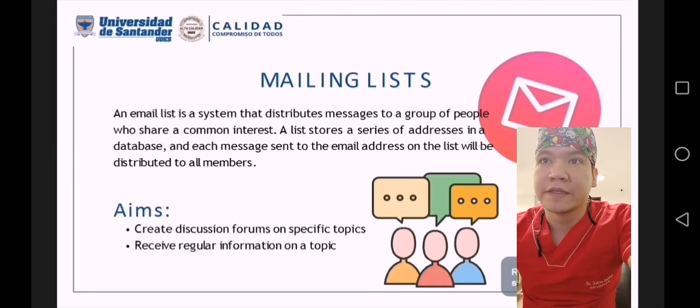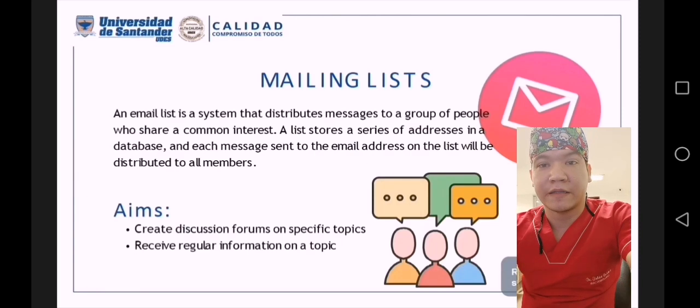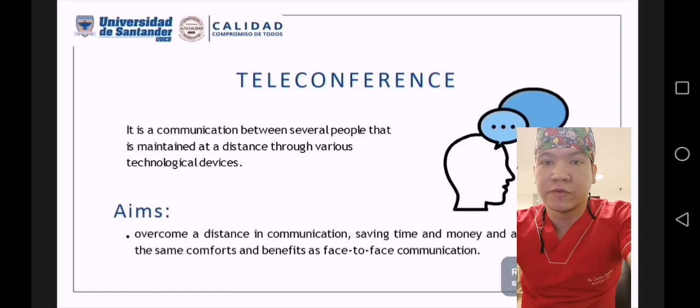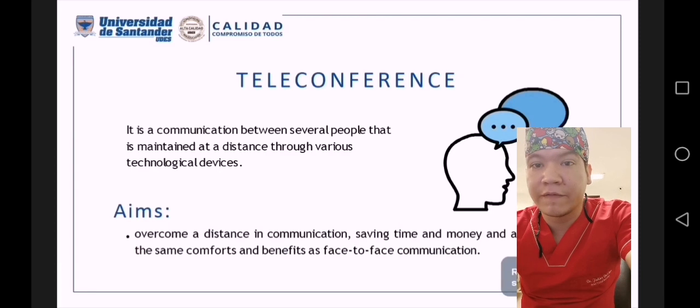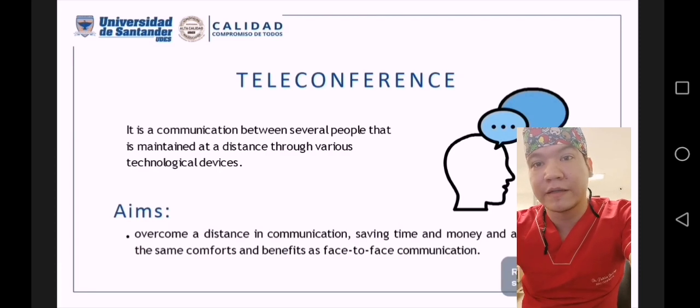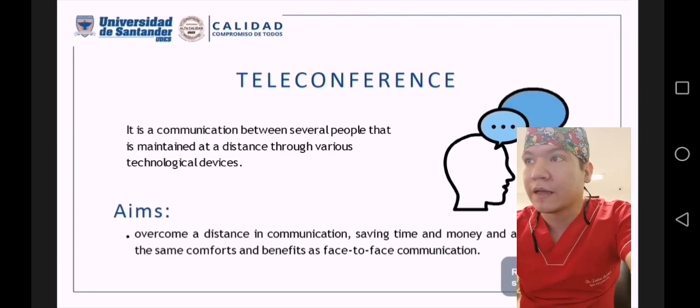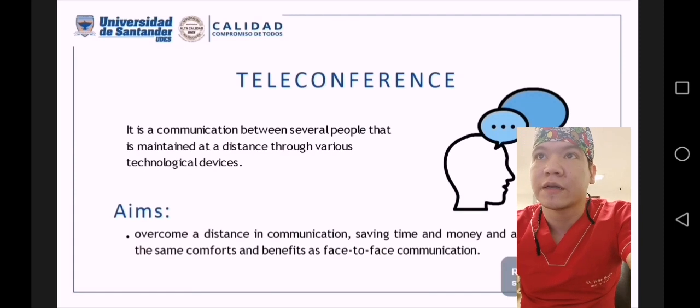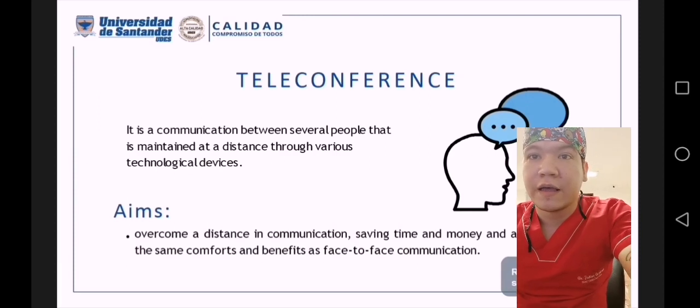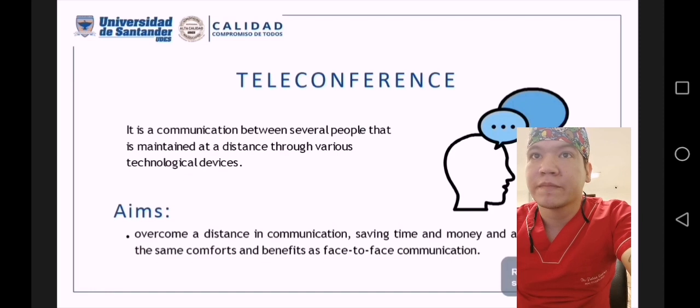The teleconference is a communication between several people who are at a distance, for example when you are in one country and you can have a teleconference with a partner in another country. It's an important tool today. The teleconference services include the conference call, audio conference, audiographic teleconference, video conference, and video telephony.